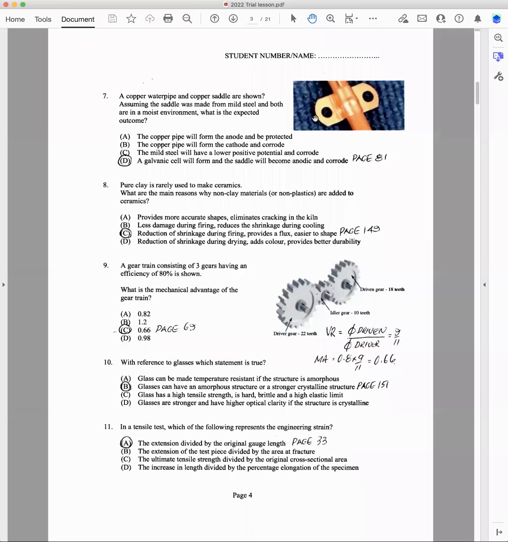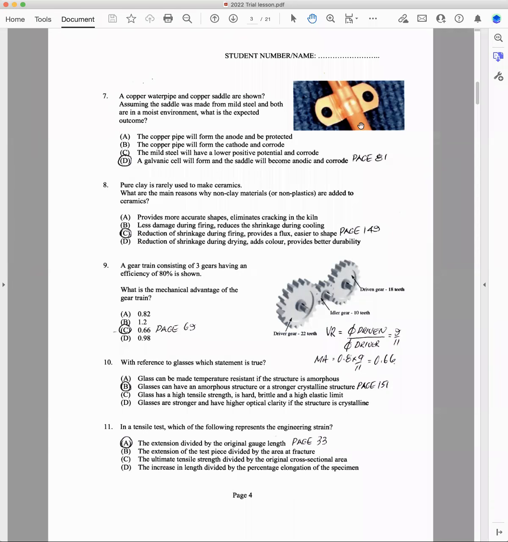Now, when you've got two dissimilar metals in contact in a moist environment, the metal that's higher on the electrochemical series will form the anode, and therefore it will corrode. And when you've got two metals in contact, it's called a galvanic cell. And so the metal higher on the electrochemical series will give up electrons to the cathode, and this will become the cathode because copper is lower than steel, or iron, on the electrochemical series.